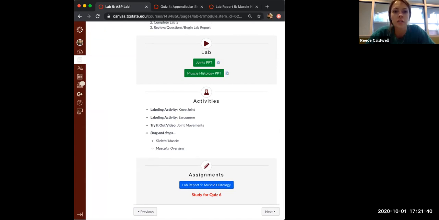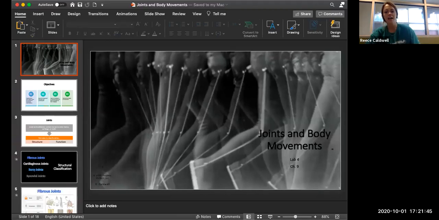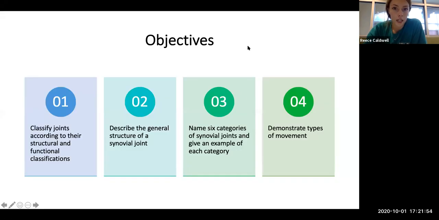Starting with chapter 9, joints and body movements. Hopefully you all have this pulled up or printed out to go along with me. So our objectives for today will be looking at the joints and classifying them according to their structural and functional classifications. We're going to look at the structure of a synovial joint, the 6 categories of synovial joints and examples of each, and then we'll demonstrate types of movements, which we've already learned, but it'll be a nice review.